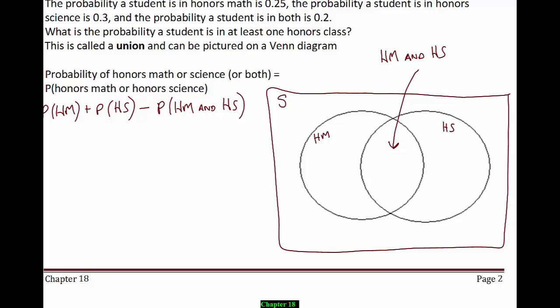So we know the probability of being in honors math is 0.25, and the probability of being in honors science is 0.3, and the probability of being in both is 0.2. We got that from the question. And that ends up being 0.35. So 35% of the student body is in at least one of honors math or honors science.